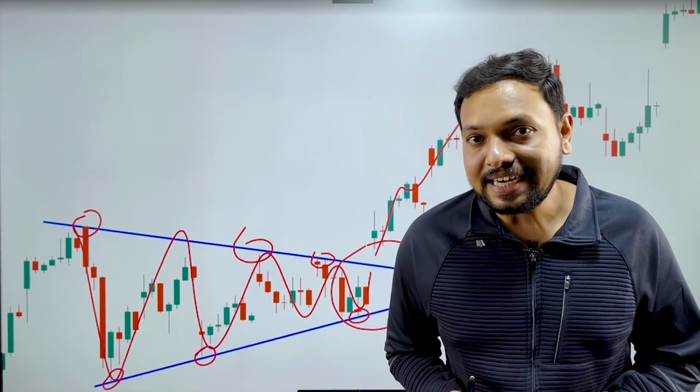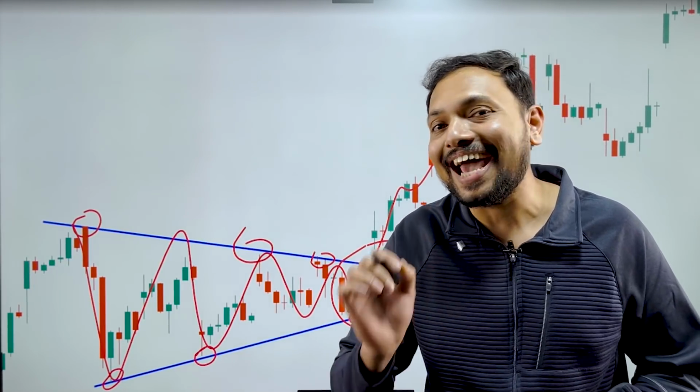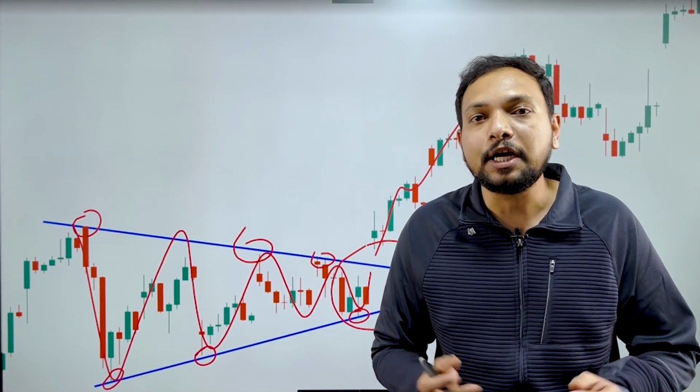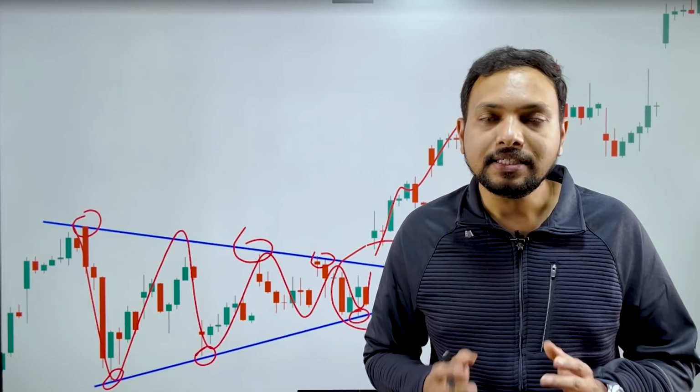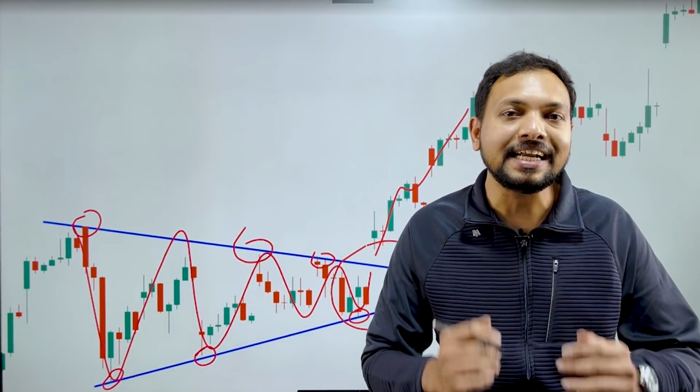Other than the symmetrical triangle, there are ascending and descending triangles, which create a directional opportunity, whereas the symmetrical triangle can break either side. It may go upside or downside. Generally, triangles are continuation patterns. So let's understand the ascending and descending triangles.